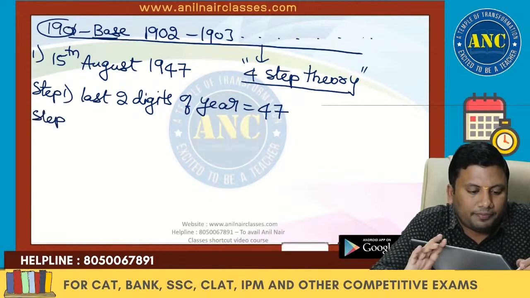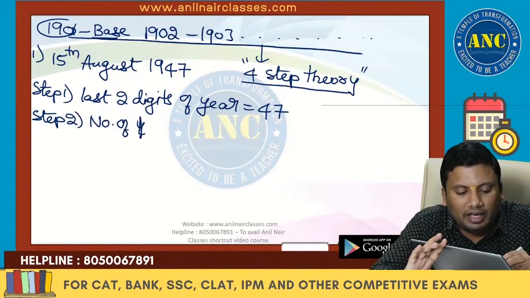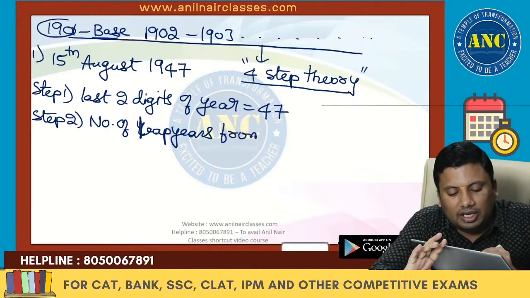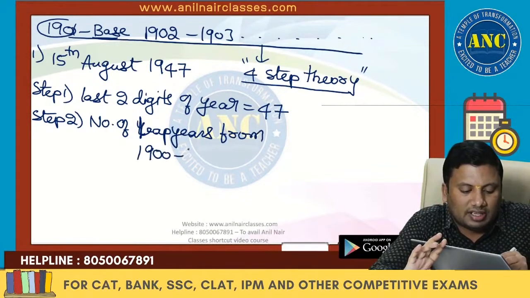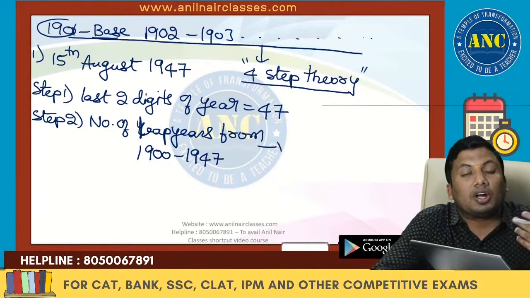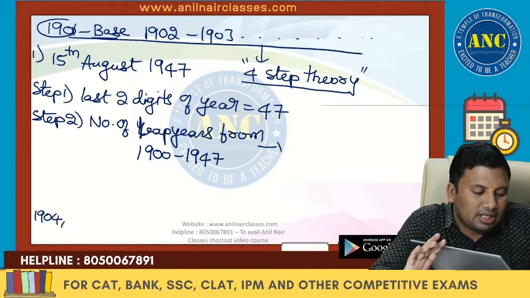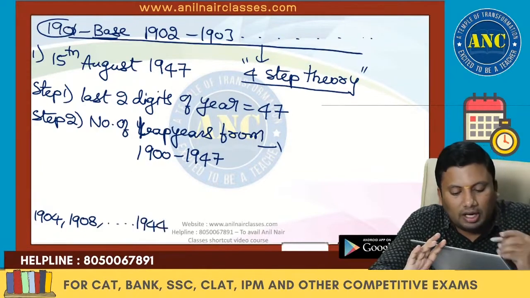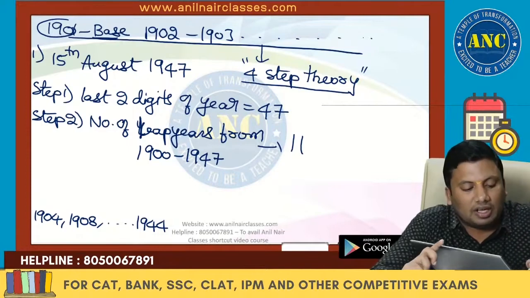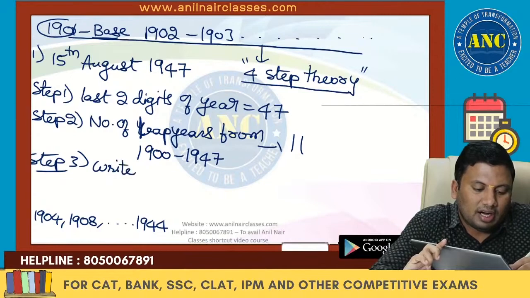Step number 2. Find the number of leap years from 1900 to 1947. Instead of doing 1901, 1902, leap years come in non-century years every 4 years. 1904 is a leap year, 1908 is a leap year, up to 1944. Totally, how many leap years did I get? 11 leap years. Step number 3. Write the date given.